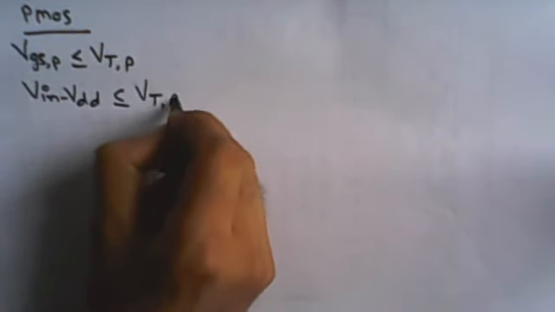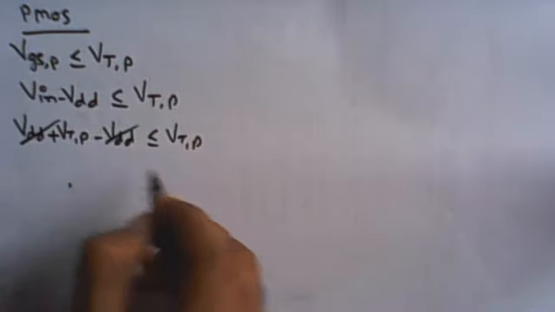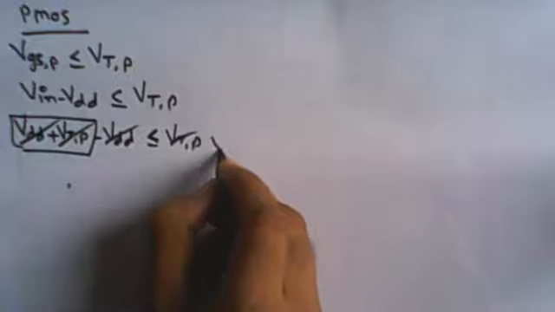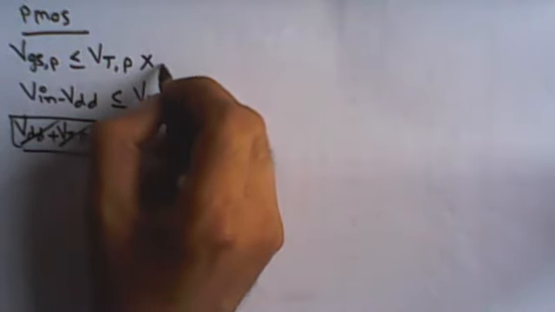So for the pMOSFET, is it conducting when VGS of P is less than or equal to VT of P? So what is the VGS of P? It is the input minus VDD. Is it less than or equal to VTP? Here the input is greater than VDD plus VTP, so input minus VDD is greater than VTP. This is greater than that, right? So this condition is not satisfied. That means it is not in a linear region. It operates in the cutoff region.